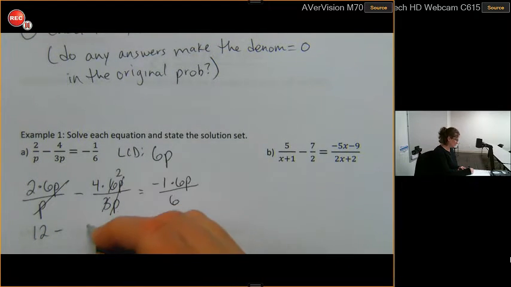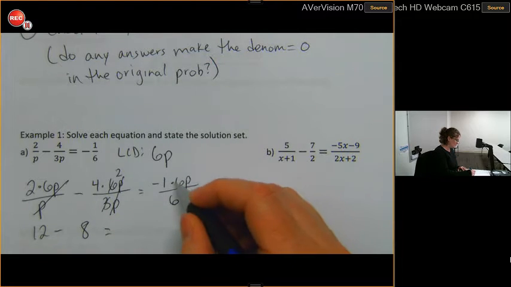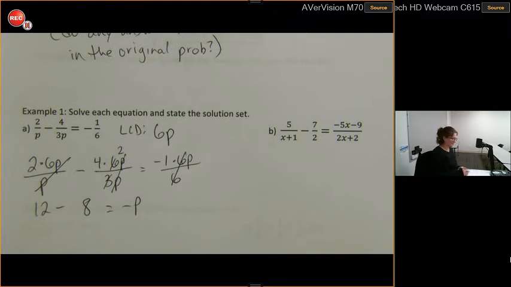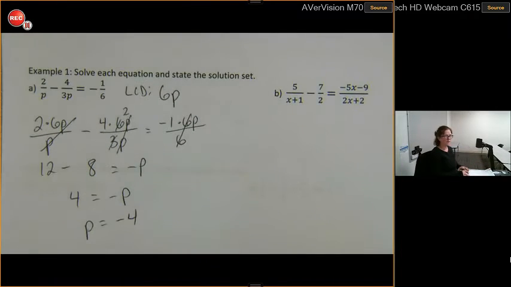So 2, so it becomes 8. Well, this is a nice simple problem. 4 equals negative P, so P equals negative 4. And if I substitute in negative 4 into the denominator, it's not going to make 0 anywhere. So that answer is fine.